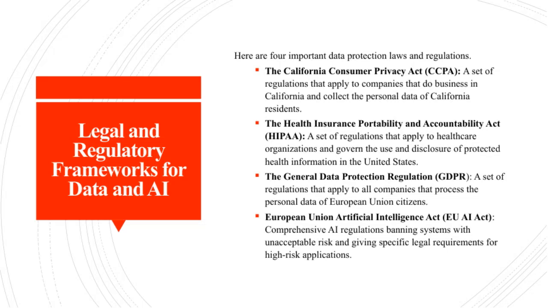Now, let's take a look at 4 key data protection laws and regulations that are shaping how organizations handle data and AI. First, we have the California Consumer Privacy Act, or CCPA. This set of regulations applies specifically to companies that do business in California and collect personal data from California residents. It emphasizes consumer rights, like knowing what data is collected and having control over it.